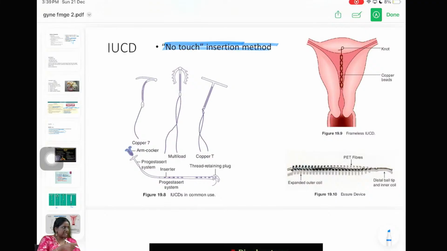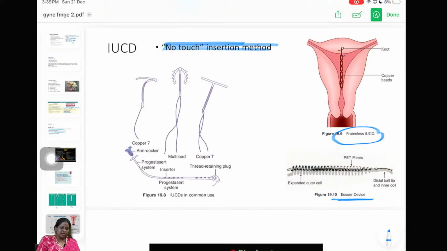You just have to insert the plunger, push the copper T inside through the plunger, and then remove it off. Okay, yes. So the frameless IUD we were speaking of, that is Gynefix. This Gynefix is nothing but a string of beads that is going to hang from the uterus. And next is the Essure device.